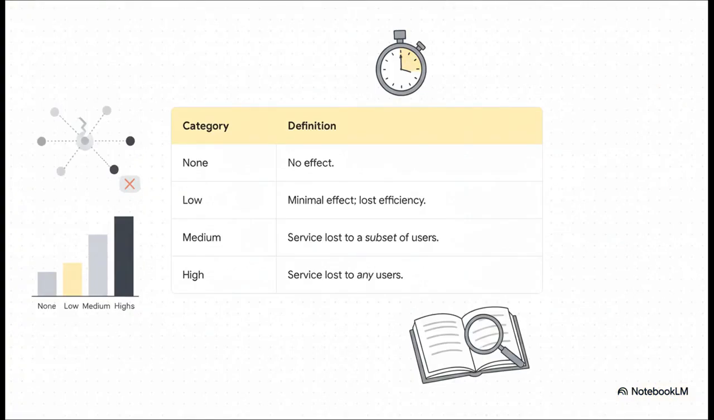First, we look at the functional impact. This basically measures how badly the incident is affecting the organization's ability to actually do its job. The scale runs from none all the way to high. For the exam, you've got to know these definitions. For example, a medium impact means a critical service is lost, but only for a subset of users. This is one of those tables you'll just want to memorize.